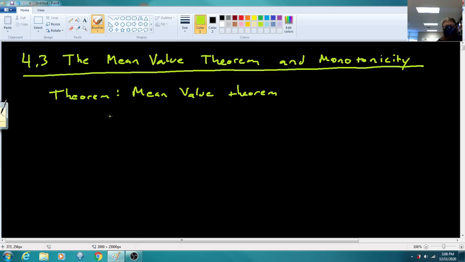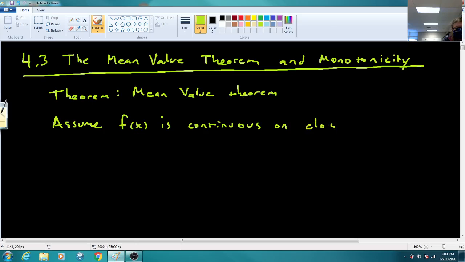We're going to assume that f of x is continuous on the closed interval a to b. And then we're going to assume it's differentiable on the open interval a to b. So assume it's continuous on the closed interval a to b and differentiable on the open interval a to b.